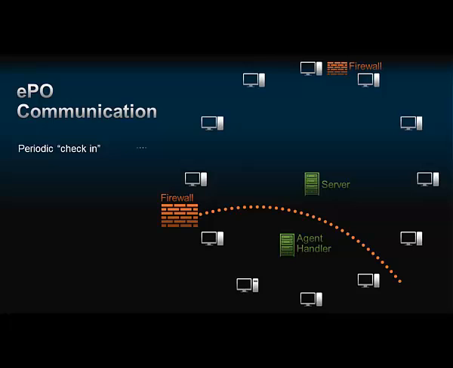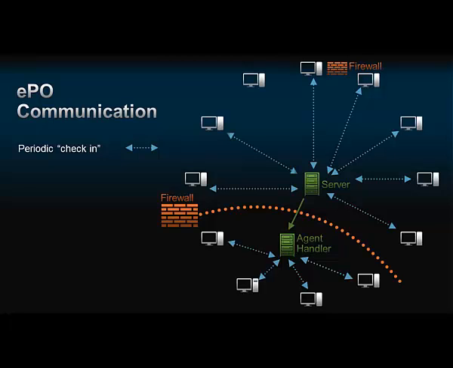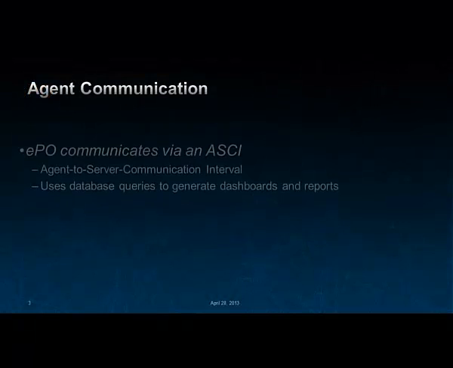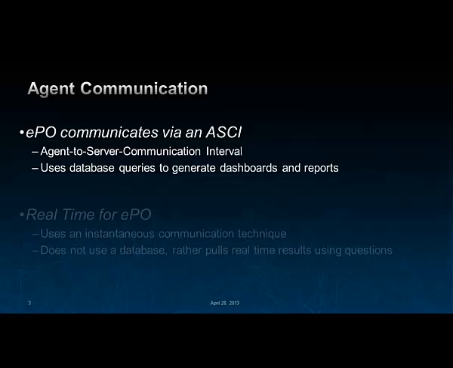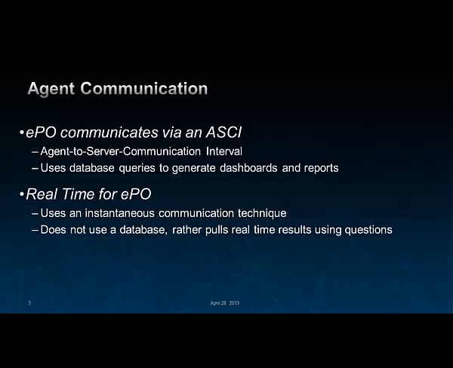In today's architecture with ePO, you're familiar with the concept of the ASCII, which is where you have a periodic check-in. All the endpoints talk to the ePO server at different intervals, and this works for hundreds of thousands of nodes. There's the agent handler out in the DMZ. So the ASCII is something we're all familiar with today, where we ask queries into the dashboards, but this is one of the bigger differentiators.